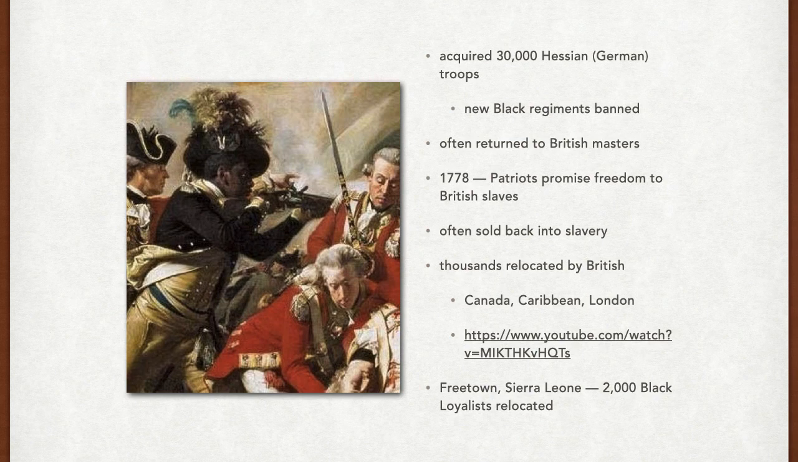Here is another troop fighting on the British side, although he's not wearing a red coat, right? However, when the British Army acquired 30,000 Hessian, aka German, right, because Germany didn't become Germany until the late 1800s, mercenary troops, they no longer had much of a need for former slaves, right? They hired their own troops, so they didn't need all these untrained former slaves. Sir William Howe, Commander-in-Chief of the British forces, banned the formation of new black regiments and disbanded his own.